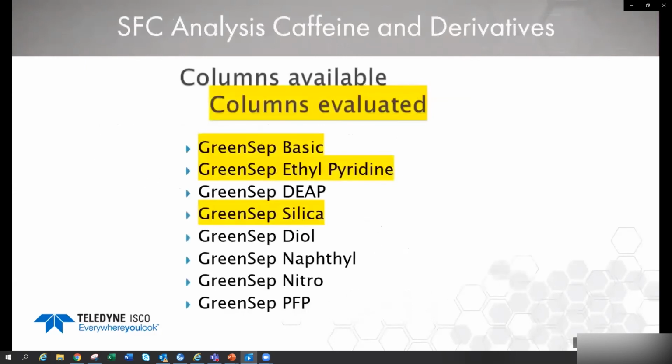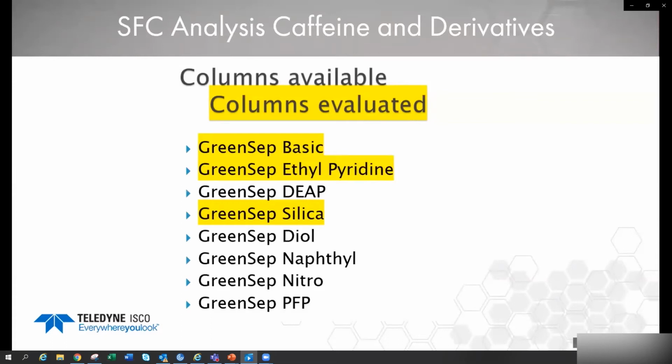These are the columns that he used to evaluate the system. We have the green step basic, ethylpyridine, and the green step silica. Now the difficulty with SFC is, with reverse phase, typically you're using 1 column. You're typically using a C18, maybe you get into a C8. With normal phase, you have a silica column, maybe an alumina column or something like that, but it's not too bad. A couple of choices and you can get a pretty good resolution on most compounds.